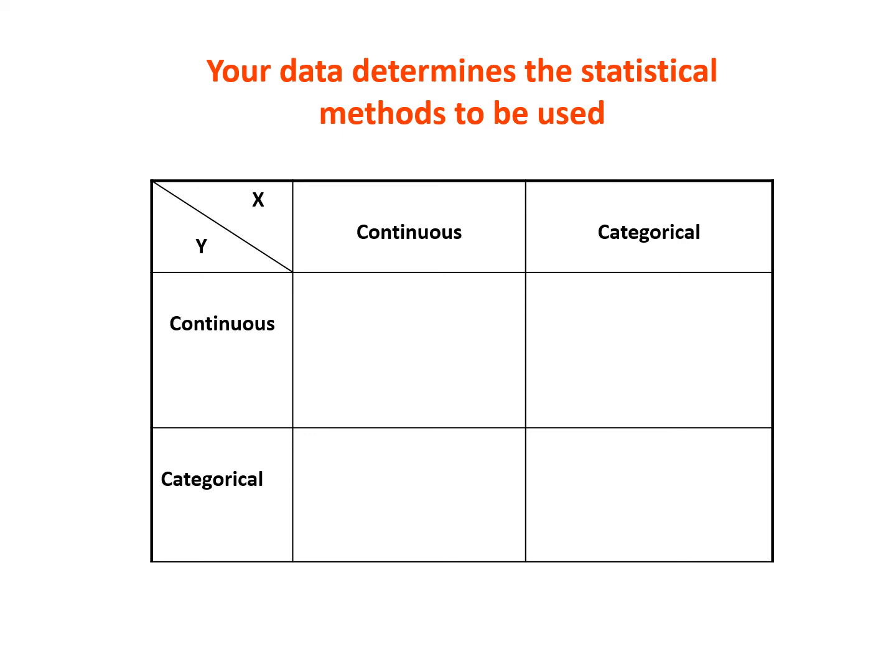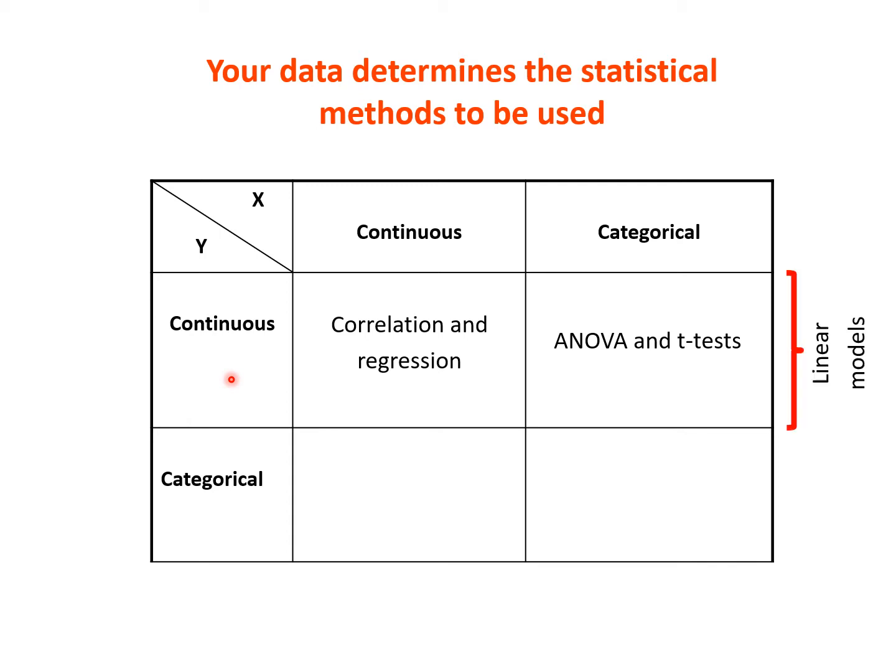Hi everyone. Remember that your data type determines the statistical methods that are appropriate for analyzing your data set. So, for example, if you were to have a continuous response variable and a continuous predictor, regression and correlation would be appropriate. On the other hand, combining a continuous response and a categorical predictor, ANOVAs and t-tests would be appropriate. And of course, if you have a continuous response variable, but both continuous and categorical predictors, well, then you can combine those into a linear model.